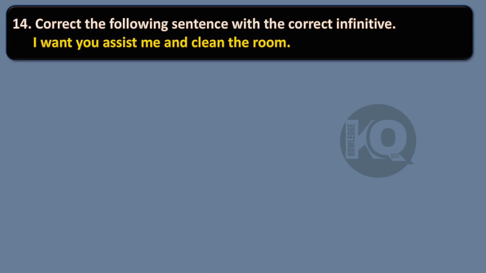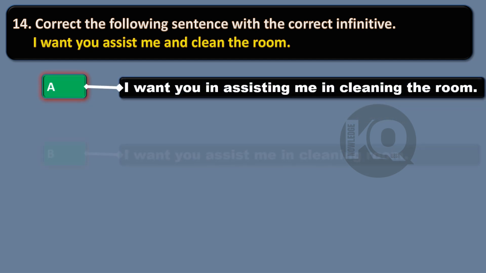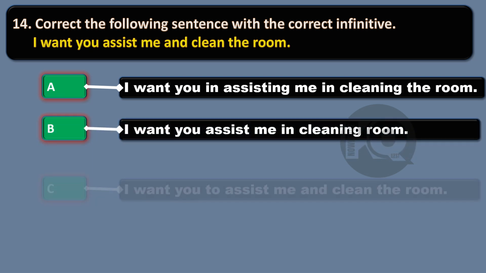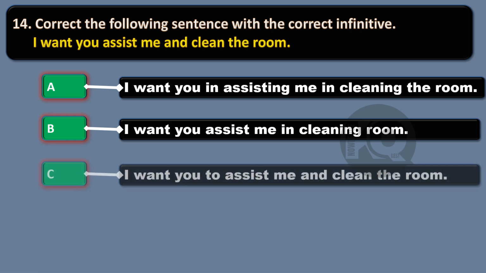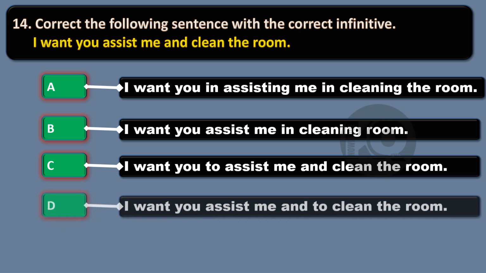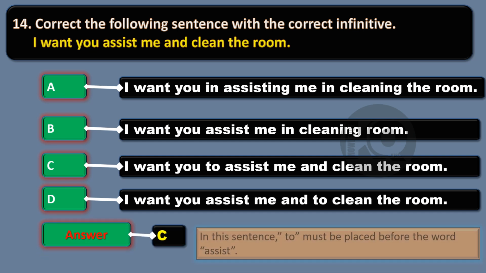Number 14. Correct the following sentence with the correct infinitive. A. I want you in assisting me in cleaning the room. B. I want you assist me in cleaning the room. C. I want you to assist me and clean the room. D. I want you assist me and to clean the room. So the correct answer is C. I want you to assist me and clean the room.